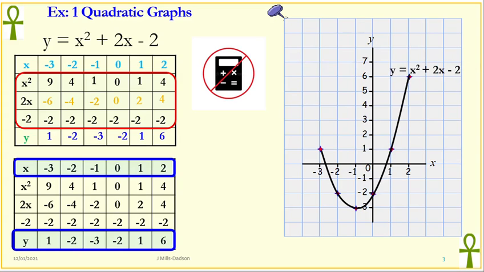So this is a quadratic graph. Sometimes you may be asked to find the minimum turning point. As you can see, this is the minimum turning point. So if they want you to find the minimum turning point, you just have to state the coordinate of that point. The minimum turning point of this graph is -1, -3. So this is how you create your own table for a quadratic graph when you are not allowed to use a calculator.